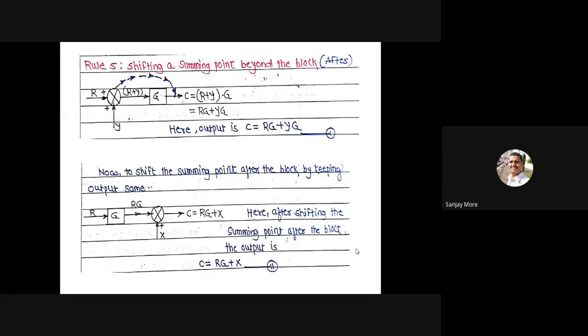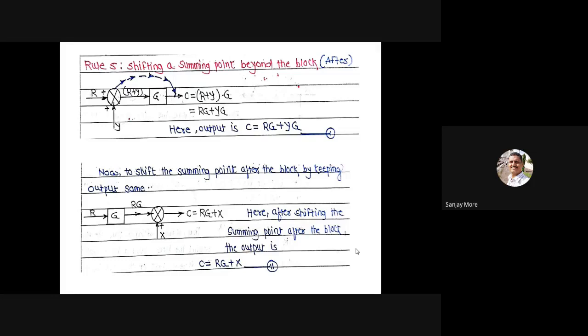See in the block diagram, R plus Y into G. So the summing point is connected to the G in parallel. That's why C is equal to R plus Y, bracket completed, into G. Therefore RG plus YG. Here the output is C is equal to RG plus YG.